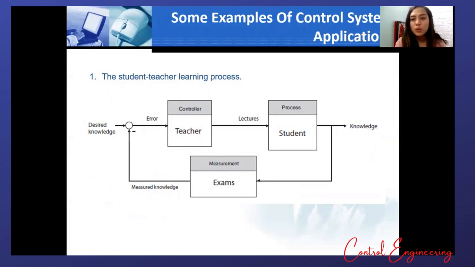So the student will do the process. Then the knowledge. So we have feedback. Our feedback, or measurement, is the exams. Then the measured knowledge goes back to the desired knowledge. So this is a sample of the student learning process, or a sample of our control systems.